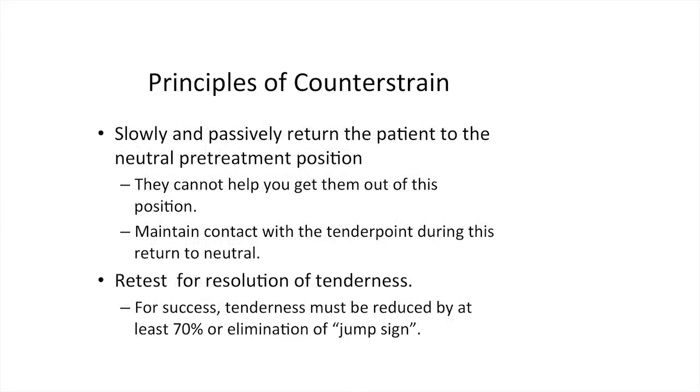Then slowly and passively return the patient to the neutral pretreatment position. They cannot help you get them out of this position. They need to be completely relaxed. Maintain contact with the tender point during this return to neutral unless you need to release the contact with the tender point due to patient or your safety concerns. Retest for resolution of tenderness. For success, tenderness must be reduced by at least 70% or elimination of jump sign.